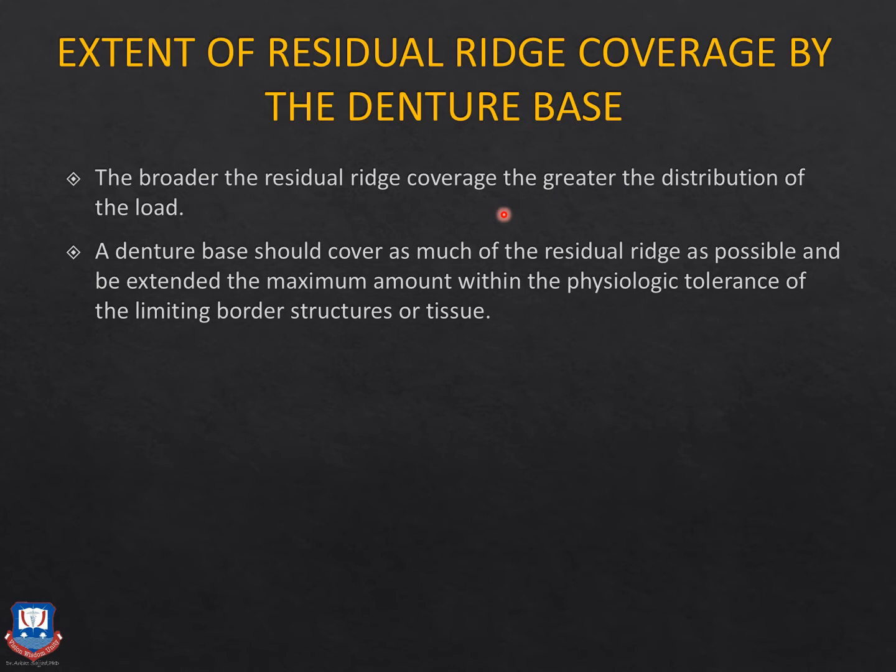Remember the snowshoe principle. And second, the denture base should cover as much of the residual ridge as possible and should be extended to the maximum amount within the physiological tolerance of the limiting structures. That is, it should extend to the full depth of the vestibule, to the buccal frenum, to the labial frenum, to the lingual frenum, to the alveolingual sulcus, without impinging or without compromising the integrity of the limiting structures.